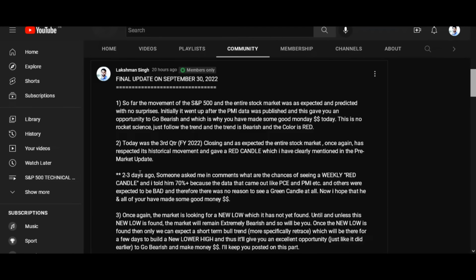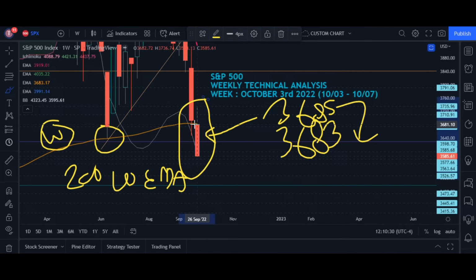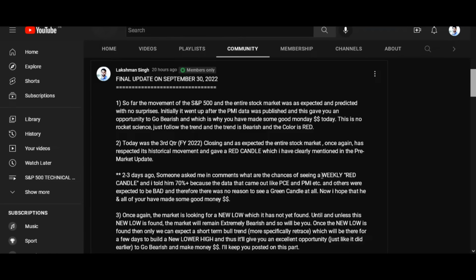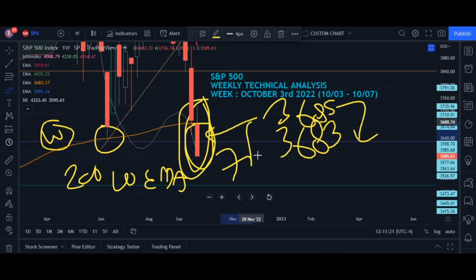And in my final update to my community members, I mentioned this. One of our members asked early on Tuesday, when the movement was around this level, what the chances were that we would see a bear candle. I told him that the chances of seeing a weekly red candle, a weekly bear candle, are more than 70%, meaning 70 to 80%. And indeed, there was a red candle, almost 100%.